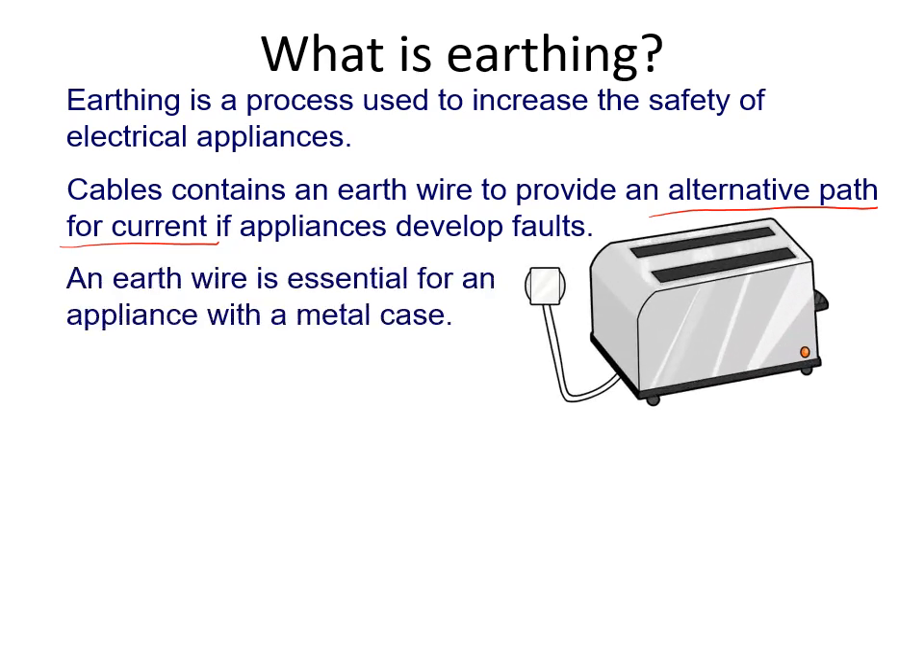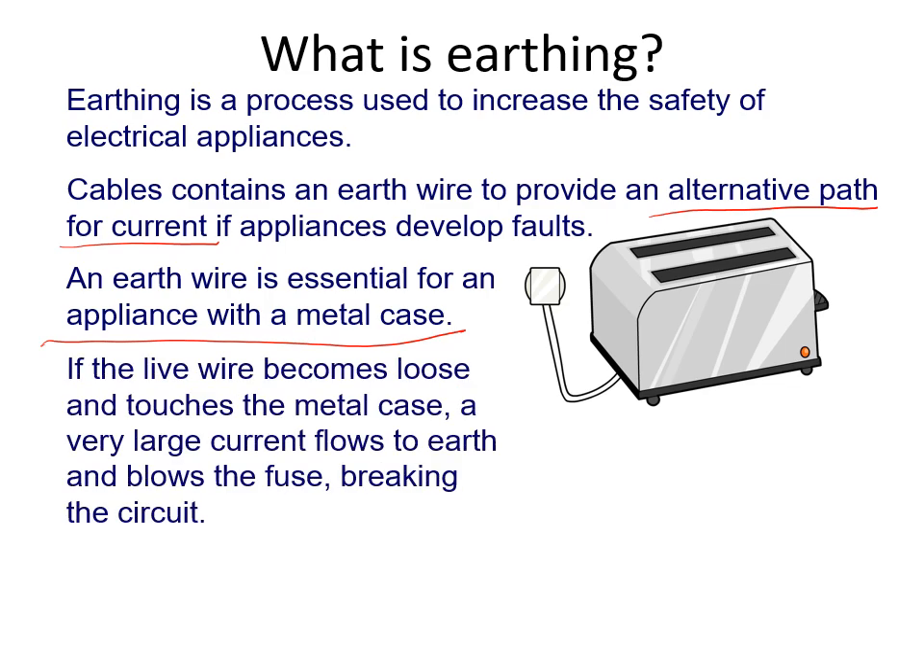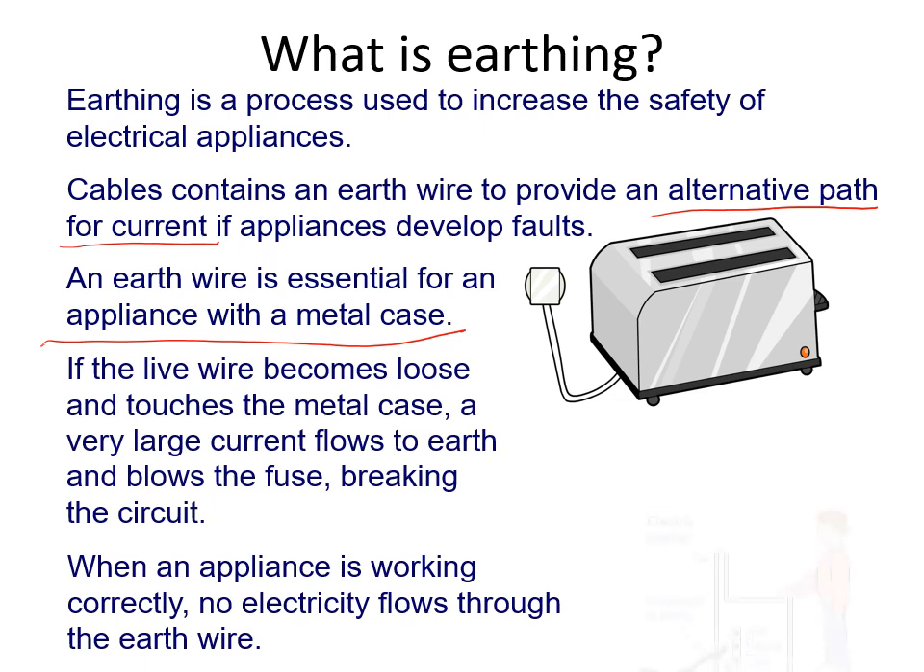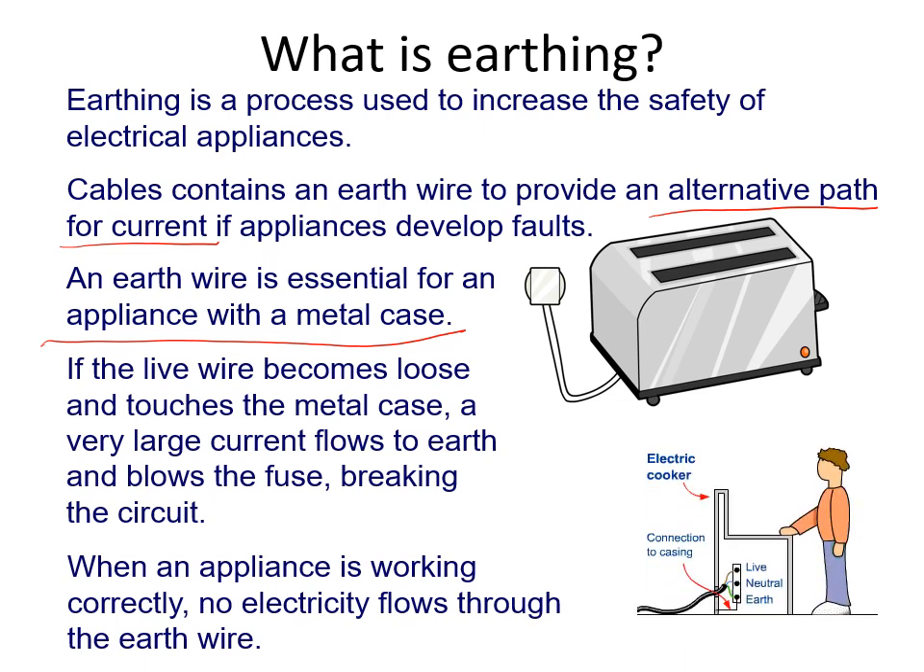Now, what do we mean by that? We will come to that. So any appliance which has a metal case should have an earth wire. The reason is metals are very good conductors of electricity. So usually what happens is, if you look at this diagram here, this is how it is. The wires coming out from the cable go to the live, neutral, earth like this.